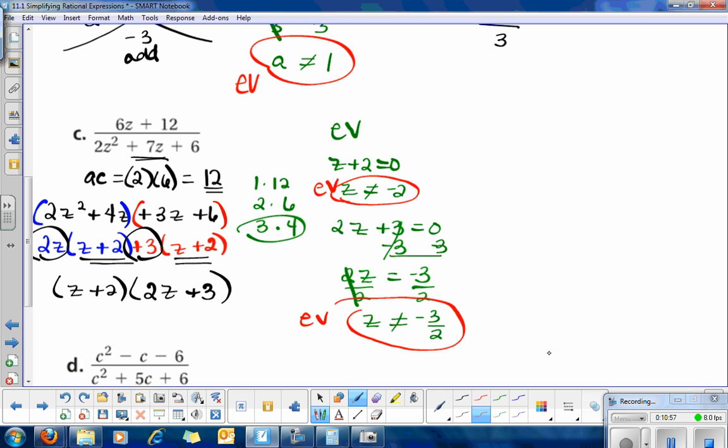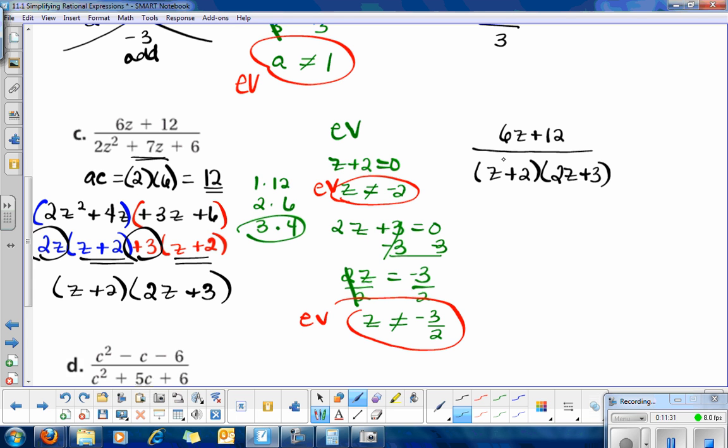Okay, those are our excluded values. So now we can go ahead and start factoring. So let's see, we've got 6z plus 12 over, I'm going to go ahead and write my two binomials here. So that's going to be z plus 2 times 2z plus 3.